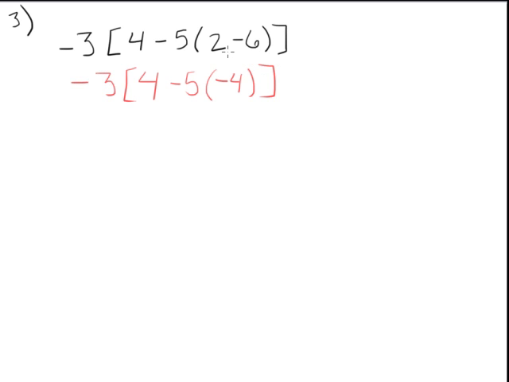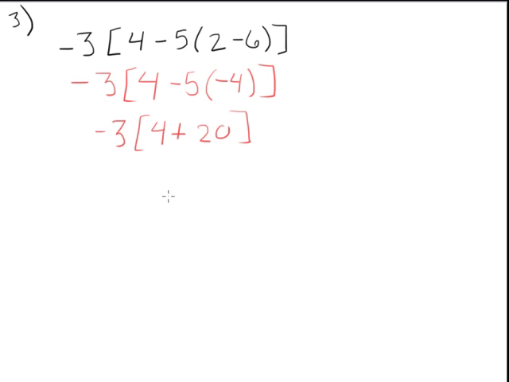Okay, so now we have these square brackets to work with. So within the square brackets, we still have to follow BEDMAS, and we still have to do the multiplication before we do the subtraction here. So I'm going to multiply these two numbers here first. So negative 5 times negative 4. Well, a negative and a negative will give me a positive. And 5 times 4 is 20. Bring down this 4. Then write the rest.